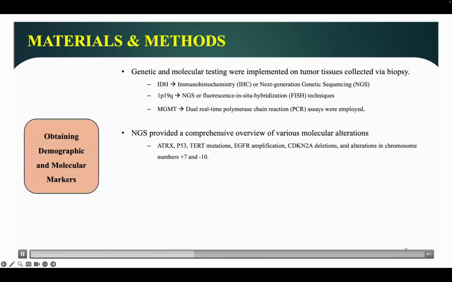To obtain molecular markers, genetic and molecular testing were implemented on tumor tissues collected via biopsy. For IDH mutation status, immunohistochemistry and next-generation sequencing was used.